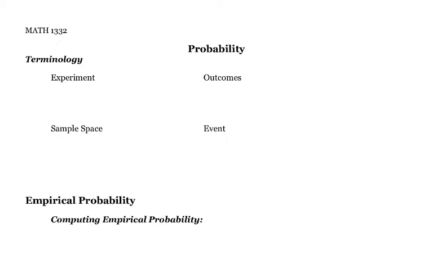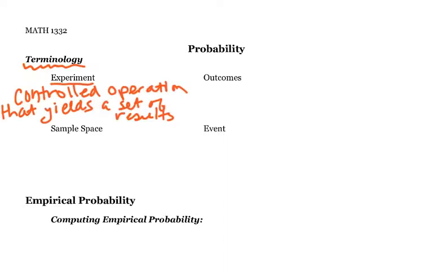In this section, we're going to look at empirical and theoretical probability, and we need to go over some terminology before we begin to make sure that we are on the same page, acknowledging different vocabulary words and using them properly. So the first word we need to know and understand is what is an experiment. It's a controlled operation that yields a set of results.